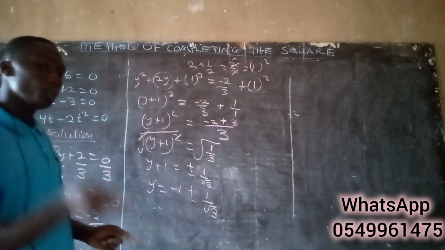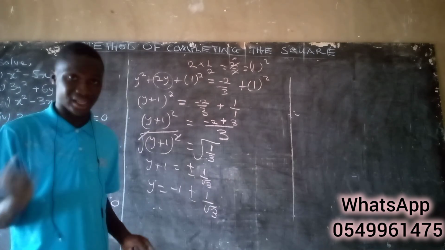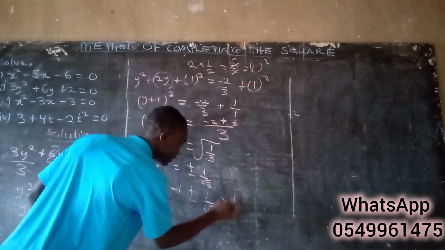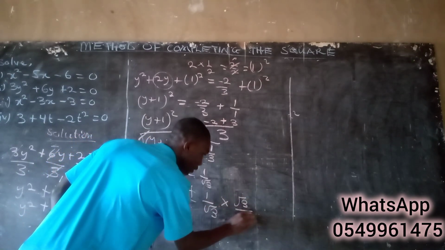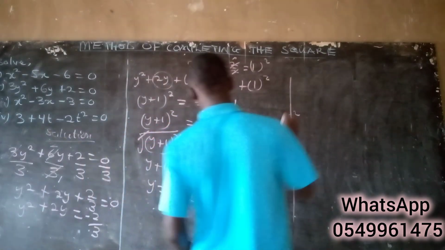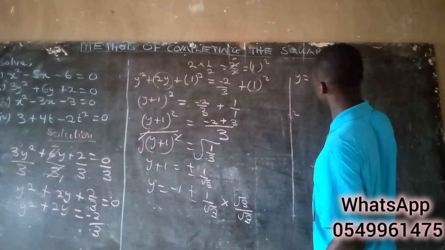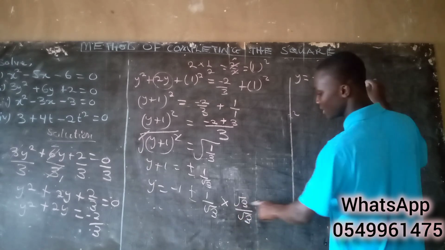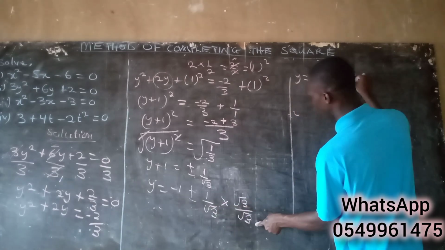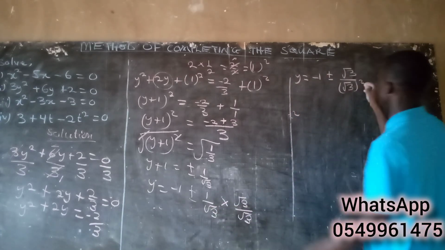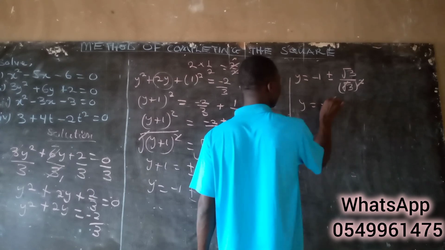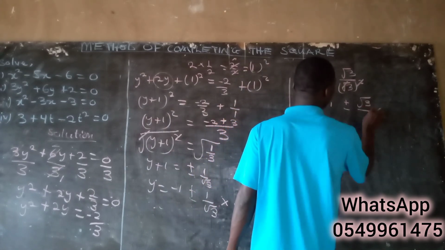Note that we don't have to leave a square root as a denominator. So we have to remove this square root from there. How? By multiplying by root 3 over root 3. We want to omit the square root from being a denominator. So this gives us 1 times root 3 giving root 3, over root 3 times root 3 giving root 3 squared. So square cancels the square root, and the square root becomes omitted. So you have y is equal to negative 1 plus or minus the square root of 3 over 3.